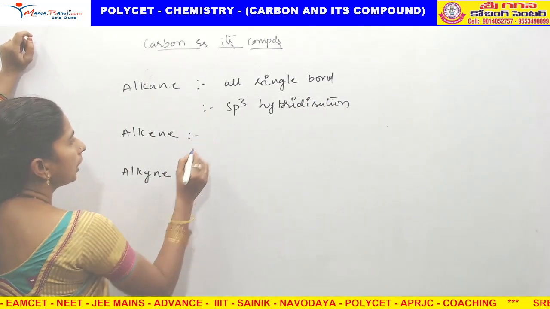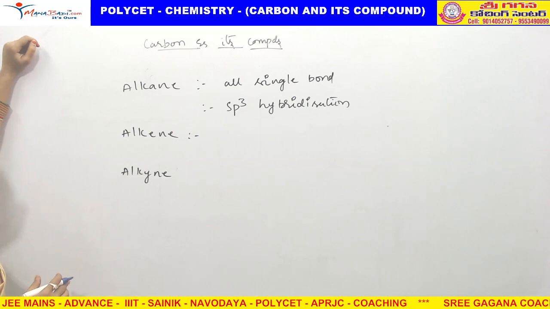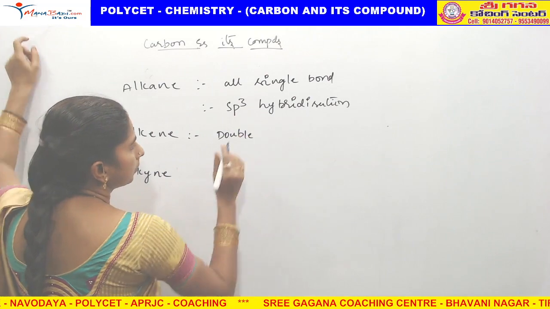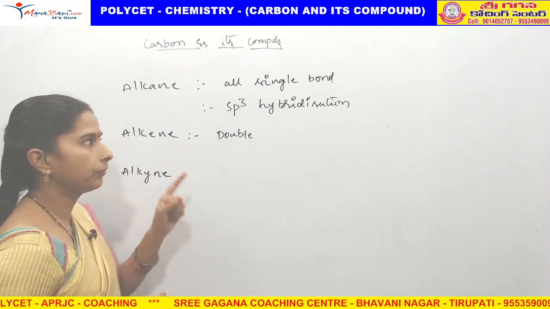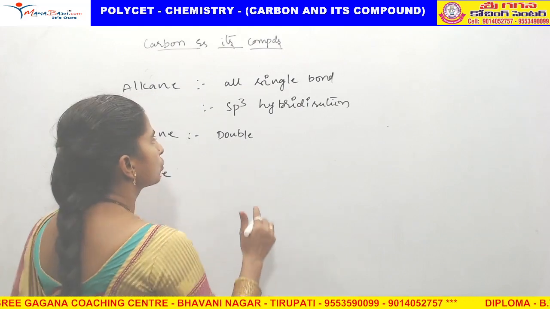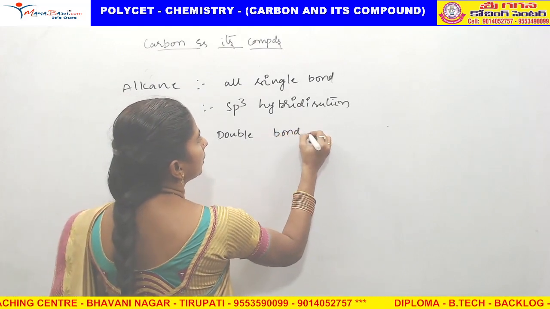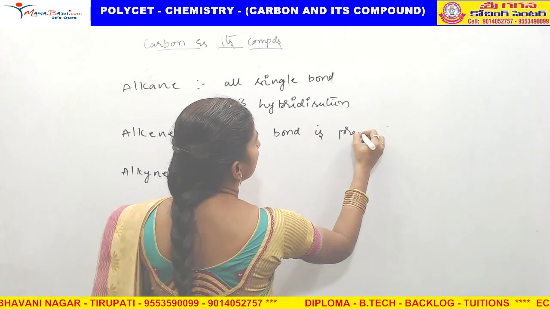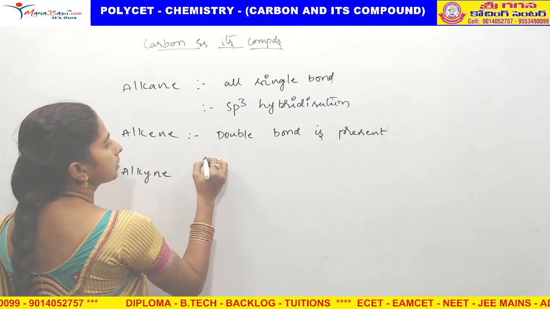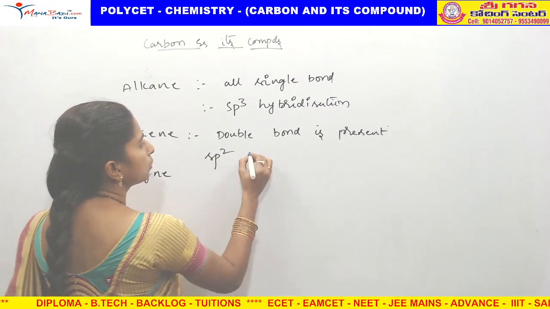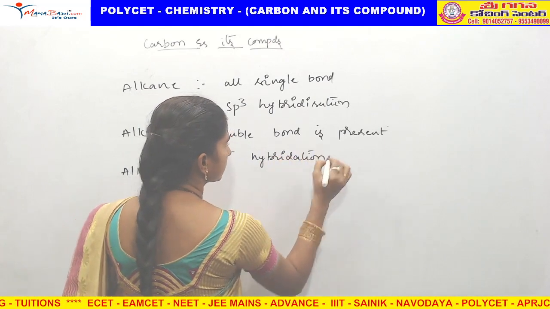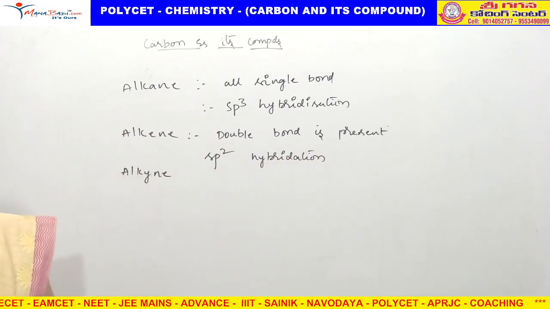Now coming to the alkene. A double bond will be there. How many double bonds? One double bond. If the compound contains at least one double bond, you can call it an alkene. A double bond means that carbon exhibits sp2 hybridization.